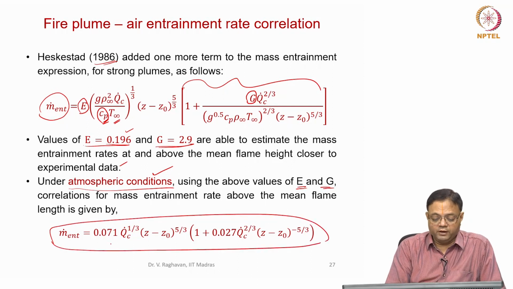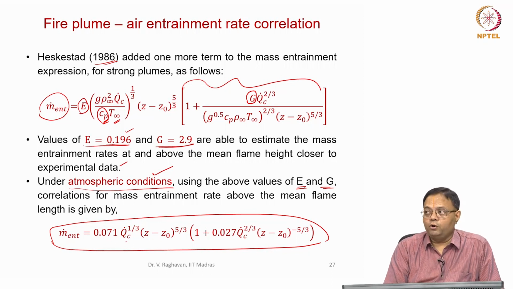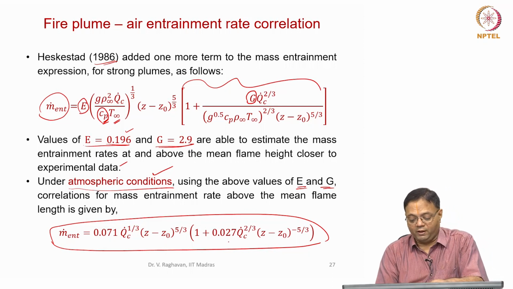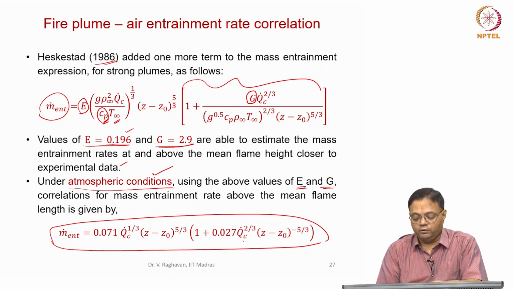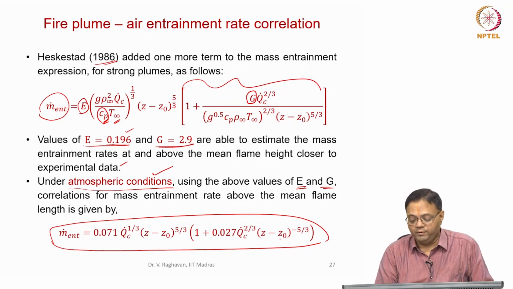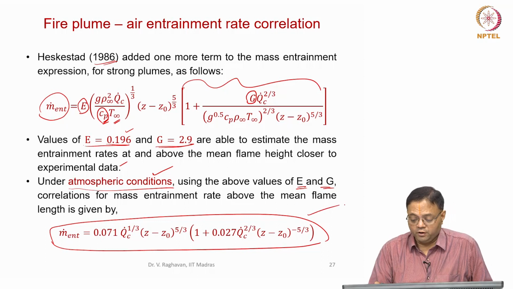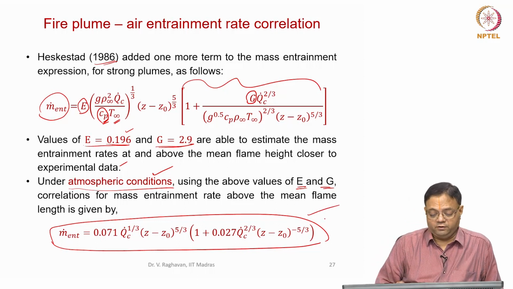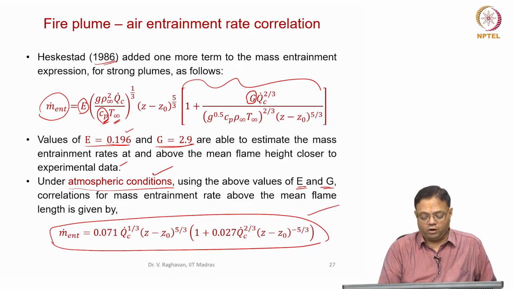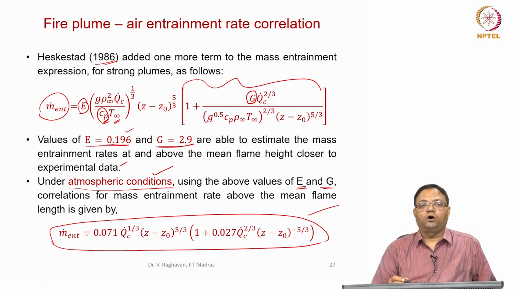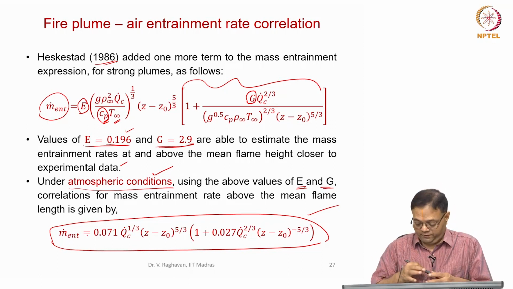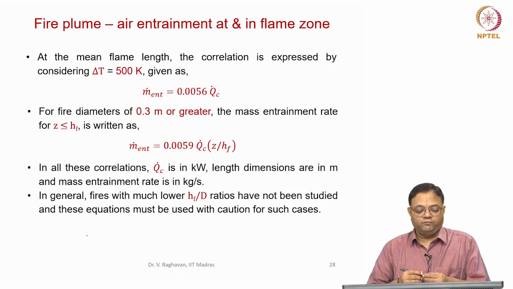That is, it depends on Q dot C: 0.071 Q dot C power 1 by 3, (Z minus Z naught) power 5 by 3, into 1 plus 0.027 Q dot C power 2 by 3 into (Z by Z naught) power minus 5 by 3. That is it. So this is the correlation which takes into account the virtual origin and gives the entrainment of air at every Z as a function of height.